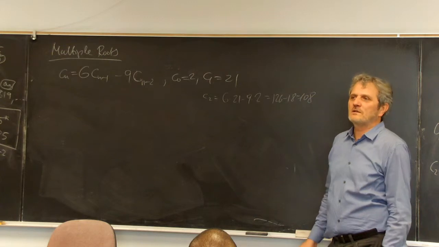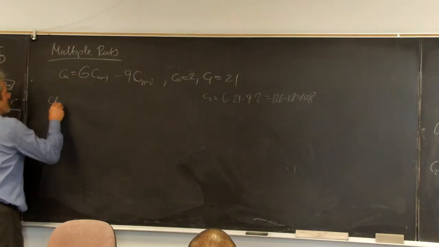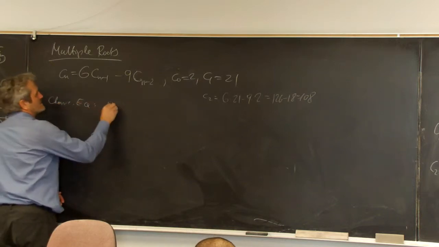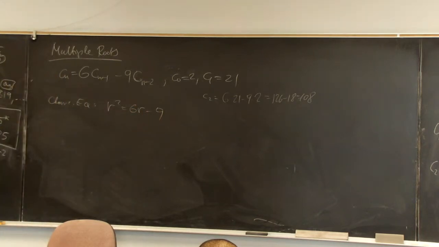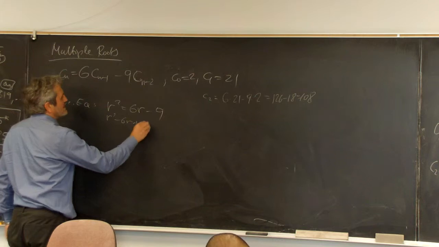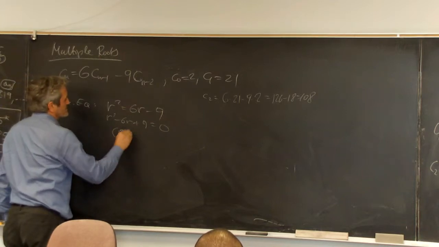Let's see, how do we calculate them? So, we make the characteristic equation. The characteristic equation would be r squared equals 6r minus 9. And then what? Now we solve the quadratic, r squared minus 6r plus 9 equals 0. But what happens here? (r minus 3) squared. This is a perfect square. This equation has only one solution.